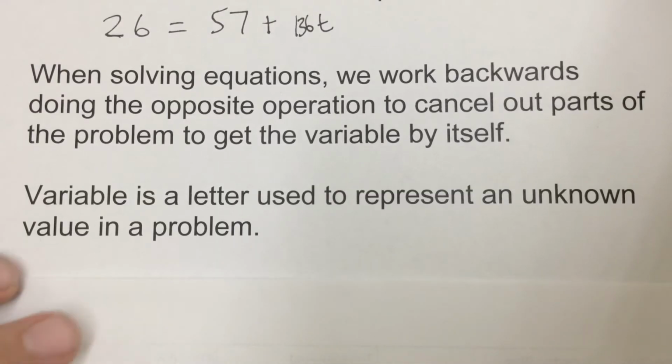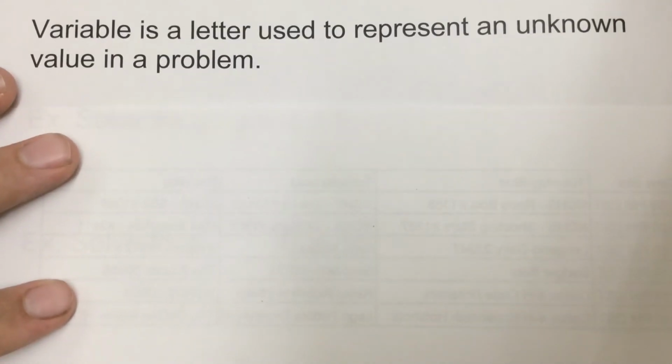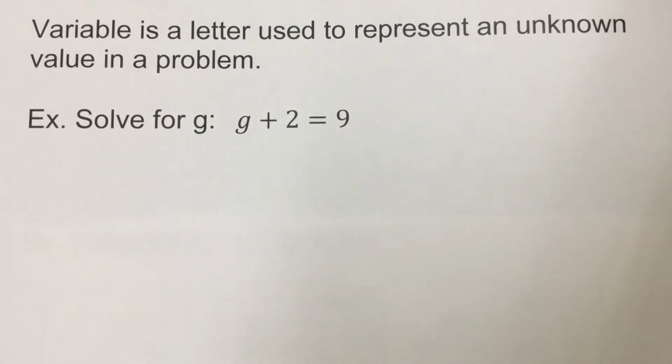So, remember, a variable is that letter used to represent that unknown value in the problem. So, when we have an equation like this, g plus 2 equals 9, g is our variable. It's representing an unknown value. We don't know what g is, but we know if we add 2 to it, we're going to get 9. So to do this, working backwards, we're doing the opposite operation. We want to get g by itself. Right now it has a plus 2 with it. So the opposite of plussing 2 is going to be subtracting 2.